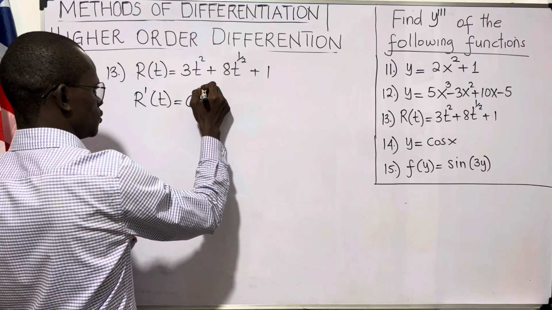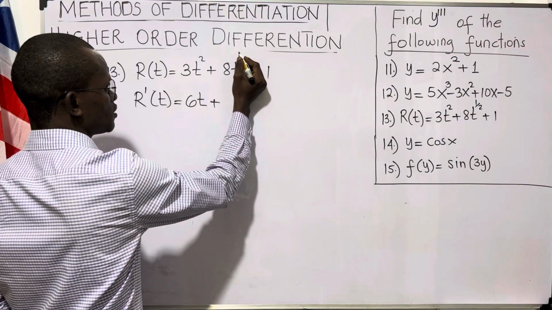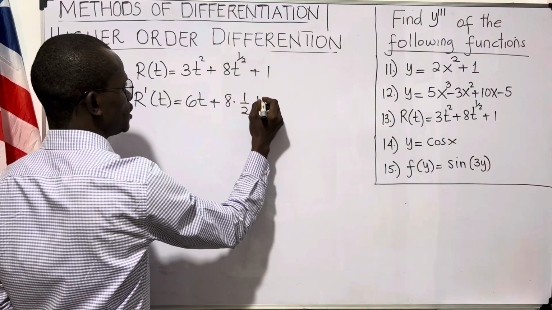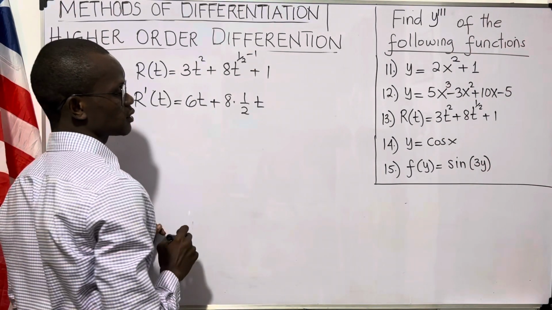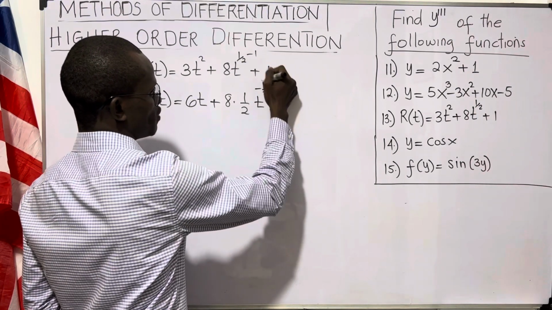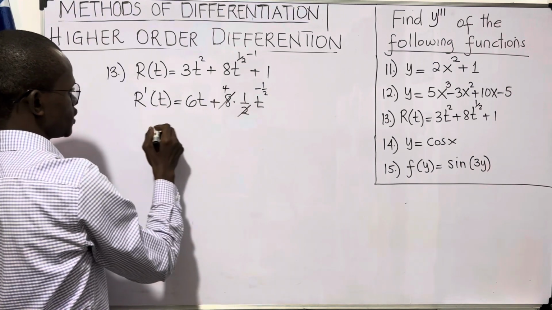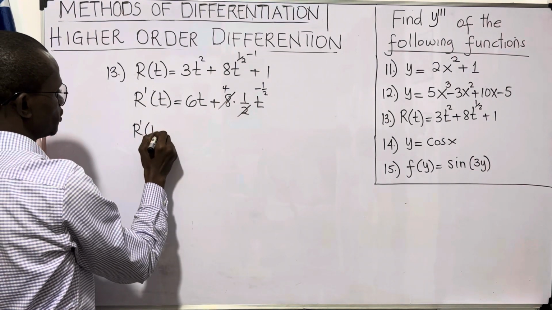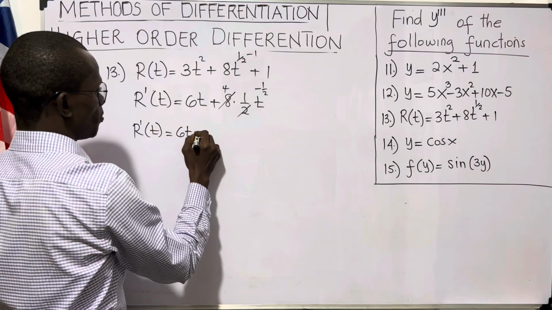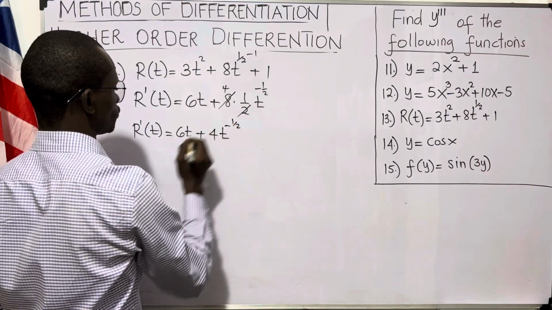raised to the first power plus, now we bring this 1 over 2 down. 8 times 1 over 2 t. We subtract 1 from this half, we get negative 1 over 2. The derivative of a constant goes to 0. 2 into 8 is 4. So r prime of t is just equal to 6t plus 4t raised to the power minus 1 over 2.